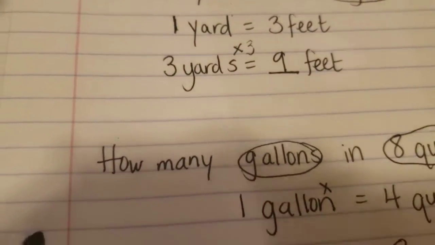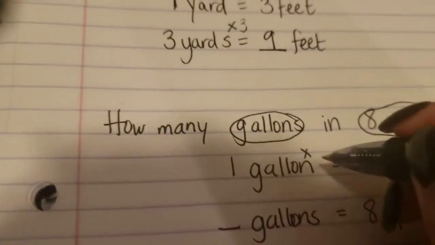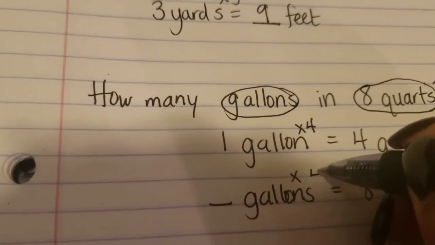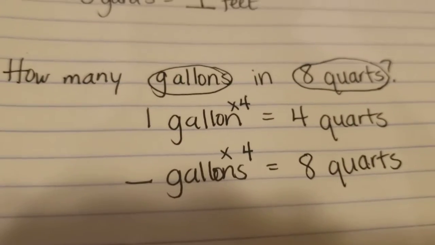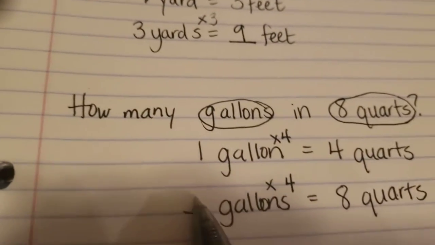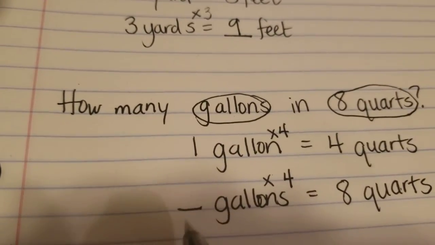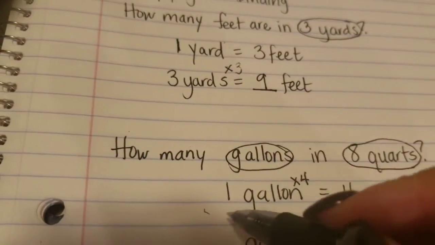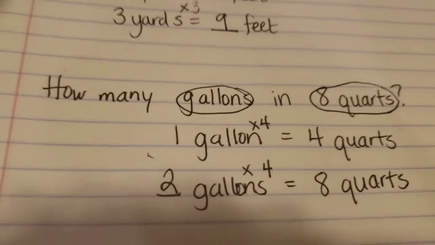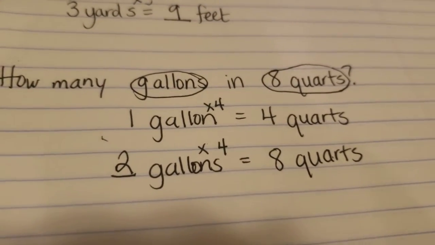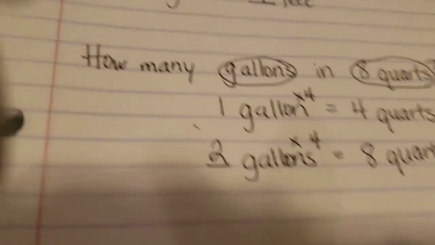So now what number times 1 will give me 4? That's 4, so I write that there. And then here, there's 4. So now, blank times 4 equals 8. What number times 4 will give me 8? The answer is 2. So 2 gallons is the same as 8 quarts.